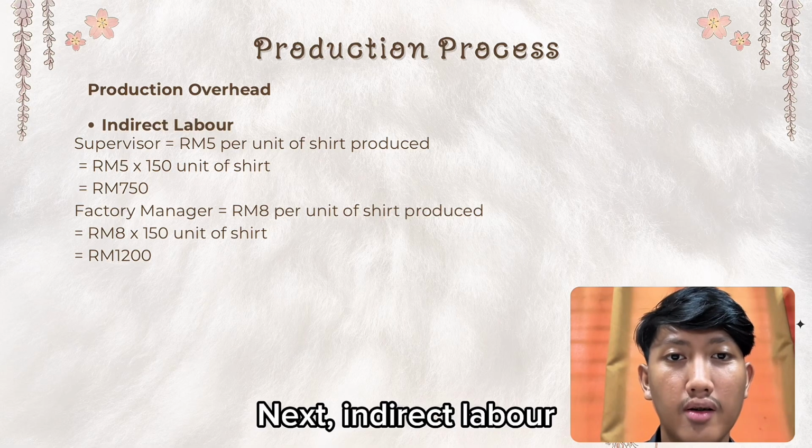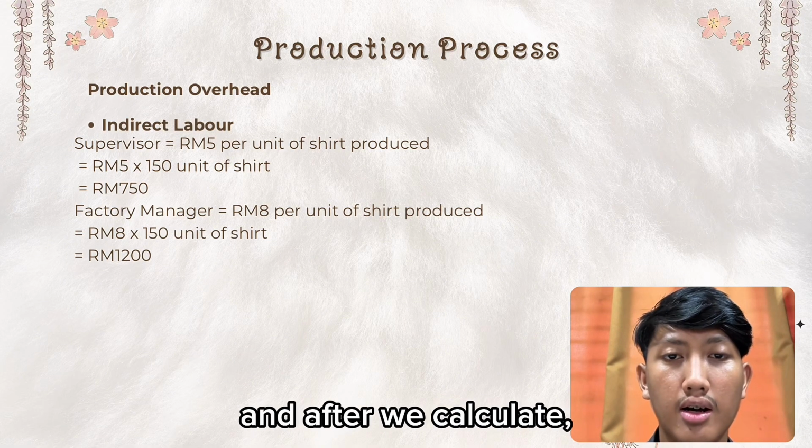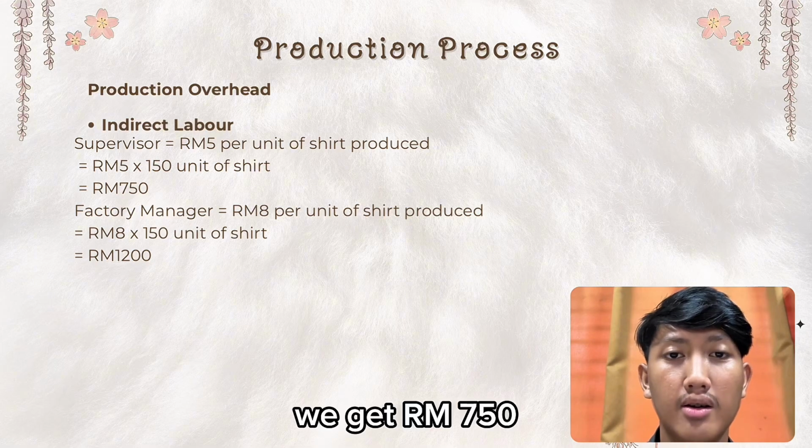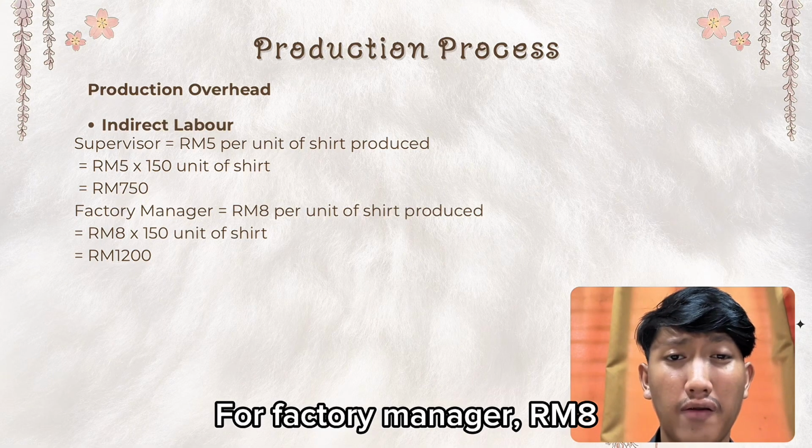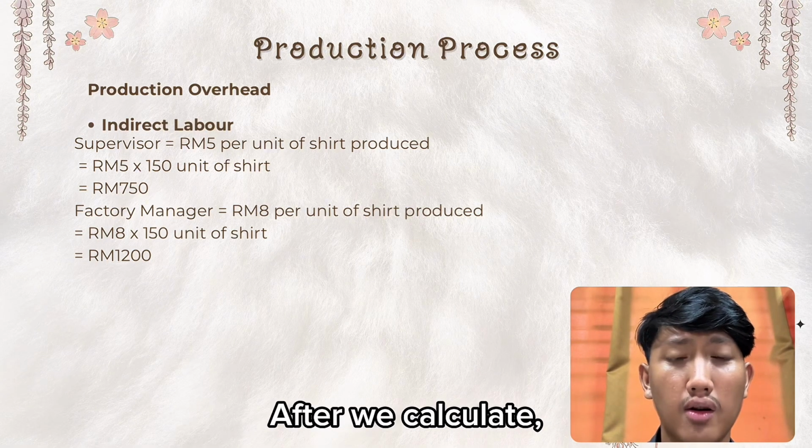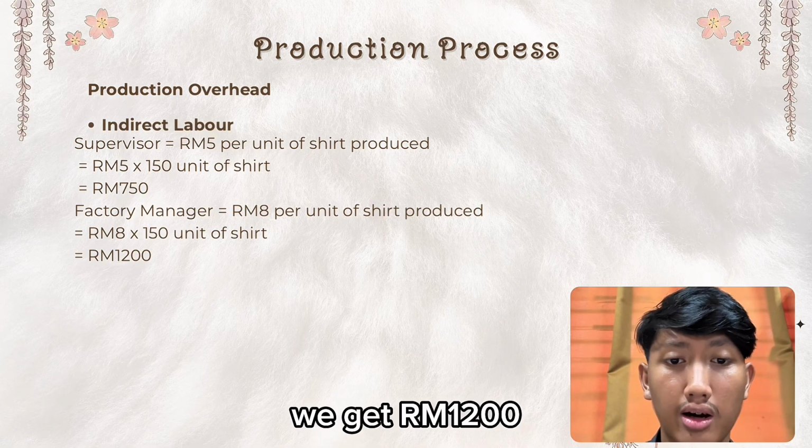Next, indirect labor for supervisor RM 5 ringgit. And after we calculate, we get RM 750 ringgit. For factory manager, RM 8 ringgit. So after we calculate, we get RM 1200 ringgit.